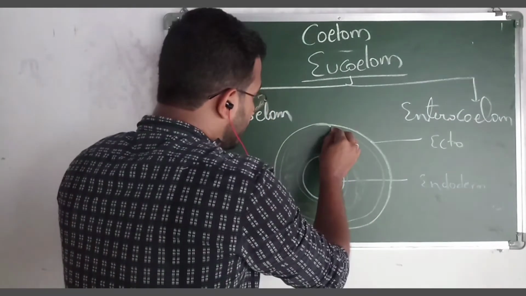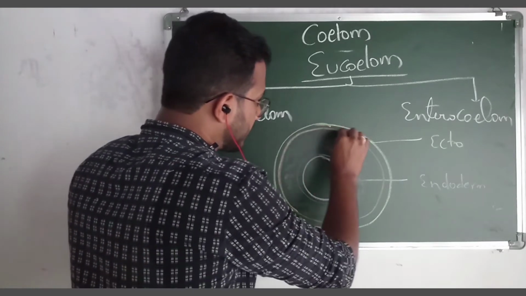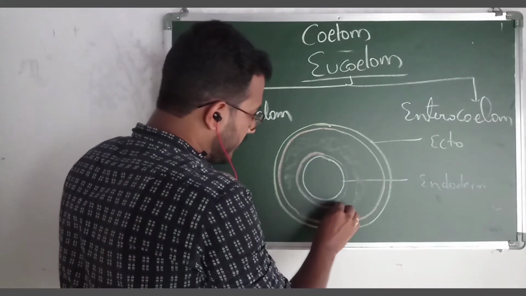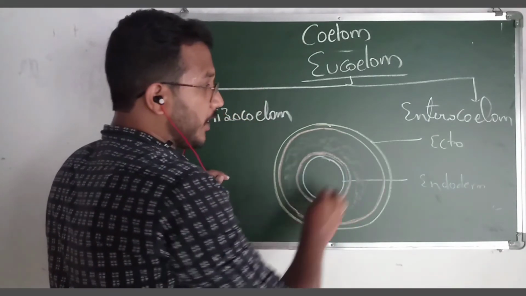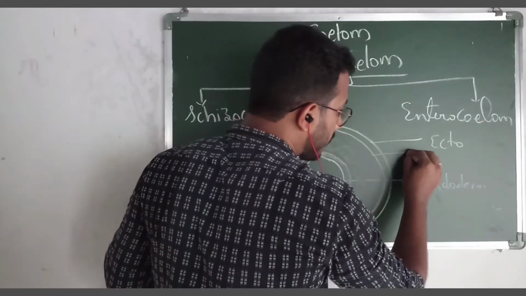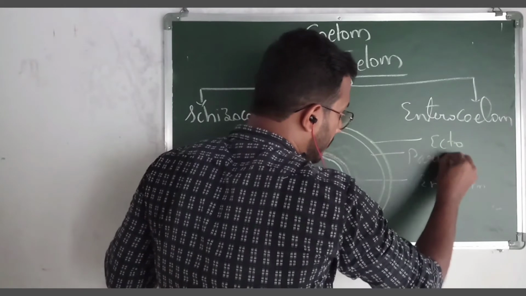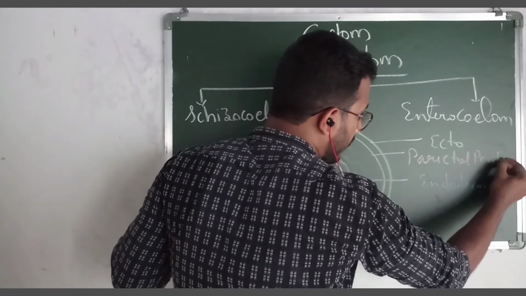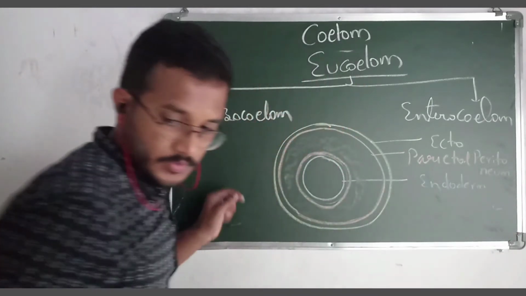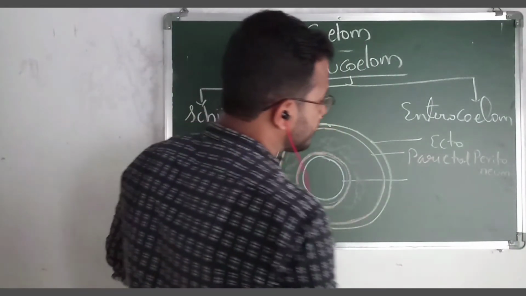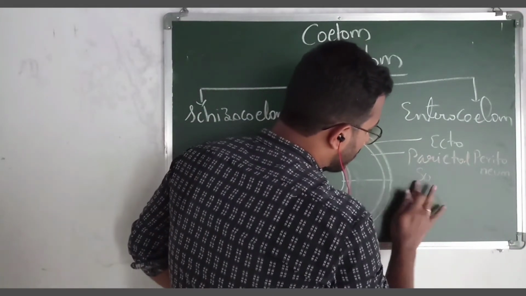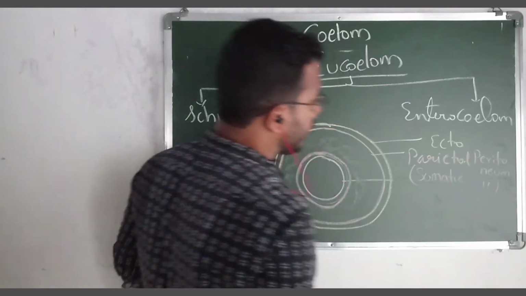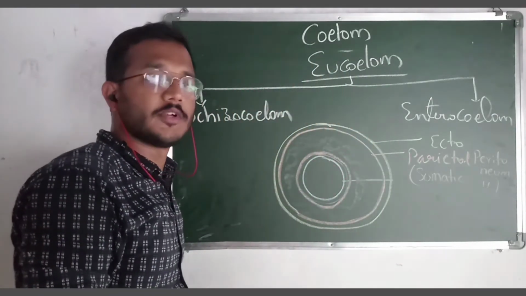And here, see here, the mesoderm is divided into two layers. One layer, the outer layer, is attaching to the ectoderm, and the inner layer is attaching to the endoderm. So the outer layer of the mesoderm is also known as parietal peritoneum, and it is also known as somatic peritoneum. What is peritoneum? It is nothing but mesodermal epithelium.